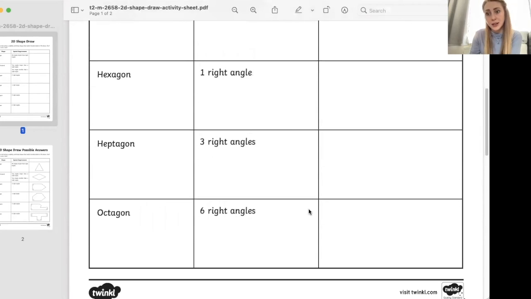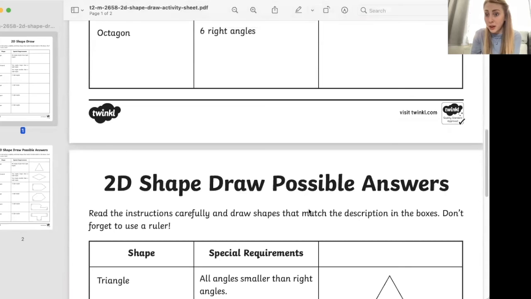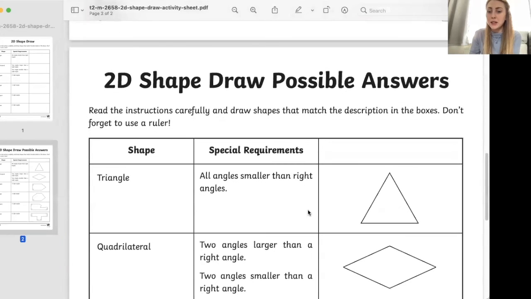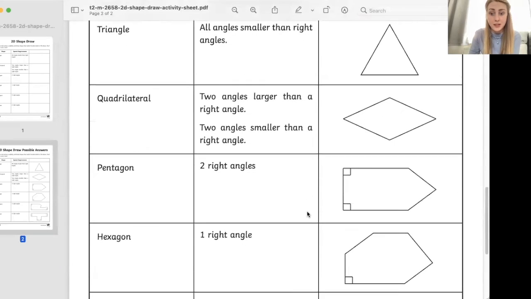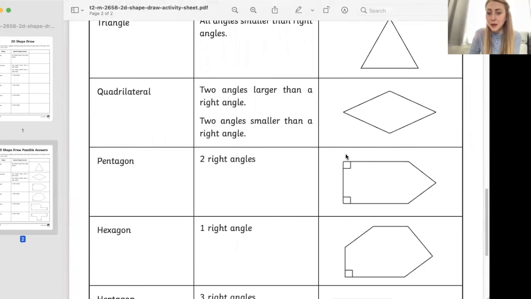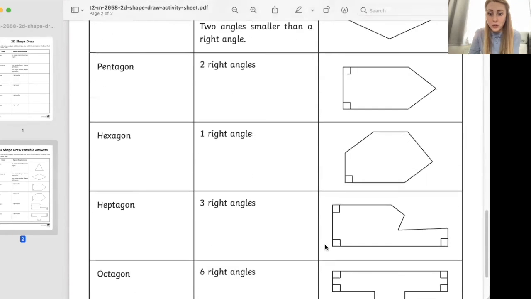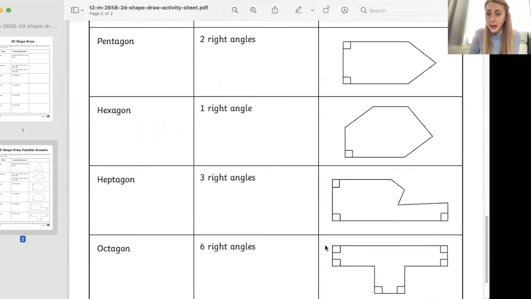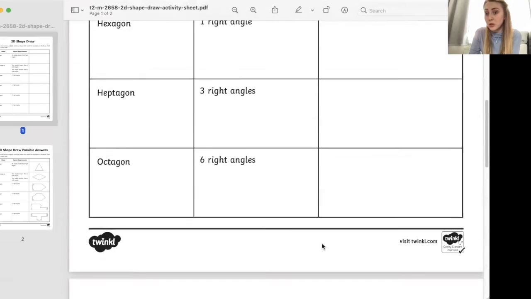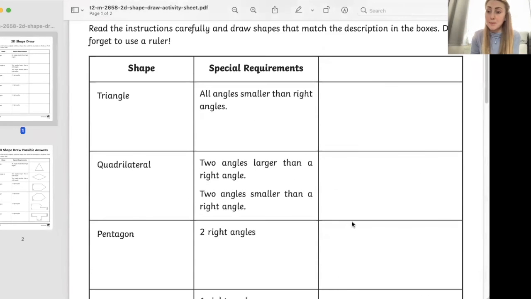You might actually want to have a little look at some of the possible answers. Now, these are possible answers. They're not the only answers. You can see here that the person that has drawn these has marked on very clearly which ones are right angles. You might also want to mark on whether there are any parallel lines in the shape that you have drawn as well. But notice there it says possible answers. They are not the only correct answers.